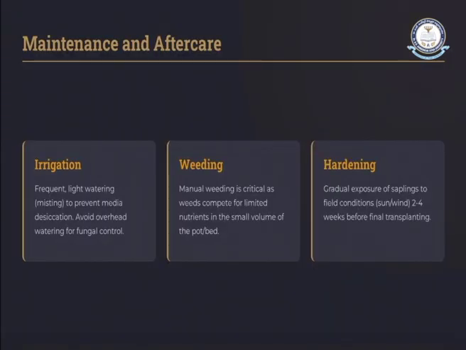Then we have weeding. This is manual weeding and it is critical, as weeds compete for limited nutrients in a small volume of a pot or a bed. As we are creating a nursery bed, we are giving all the nutrients, and the physiochemical care is taken care of through weeding. The nutrients are limited. If the weeds grow at a higher rate than the mulberry, the weeds will take away all the nutrients and the mulberry will get comparatively fewer nutrients. So the weeding has to be monitored and managed.